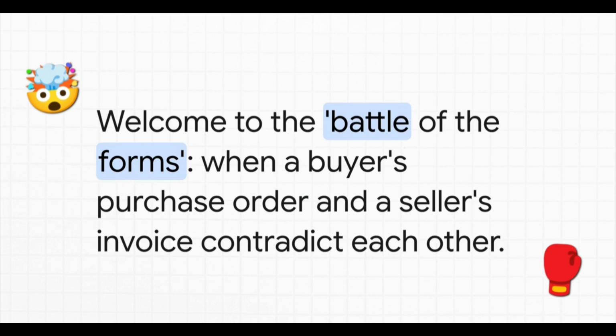Because suddenly, you're drowning in paperwork. Your buyer sends over their purchase order and it's got their terms and conditions. Then, you send back your invoice with your terms. And surprise, surprise, they don't match. You've just stumbled into what the pros call the battle of the forms. So who's right? If something goes sideways, whose rules do you follow? This mess is exactly what we're here to sort out.